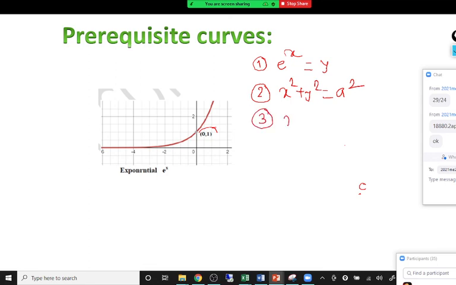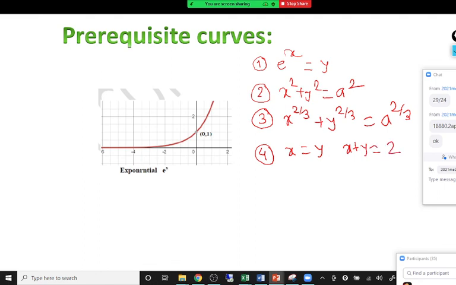Third is the asteroid, which is x raised to 2/3 plus y raised to 2/3 equal to a raised to 2/3. That you should know. Fourth is straight lines, say x equal to y, x plus y equal to 2. You should be able to draw this type of straight lines. Also x equal to constant, like x equal to 5, y equal to 3. Fifth, the parabola: y square equal to 4x and x square equal to 4ay. This is the fifth set of curves that you should draw.